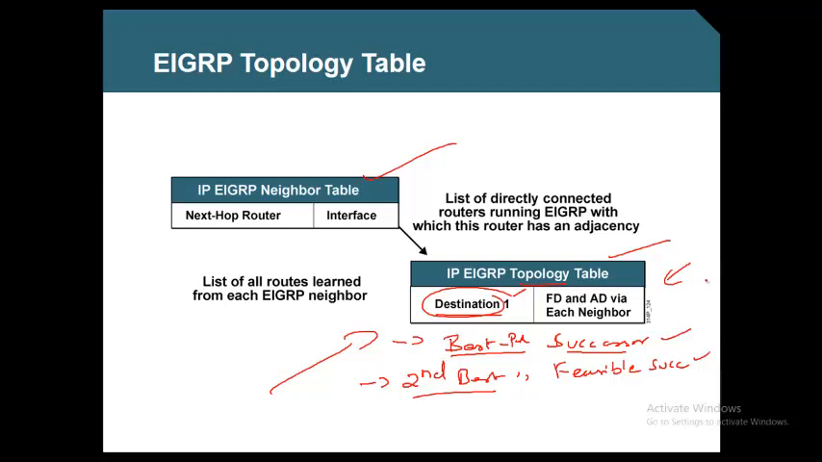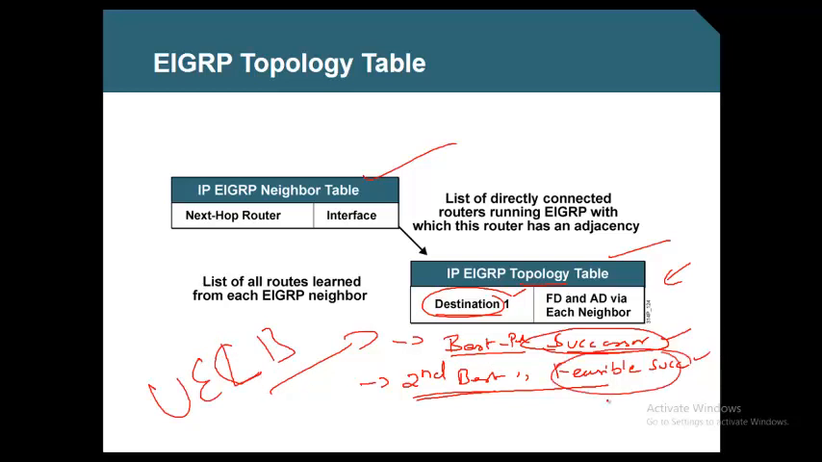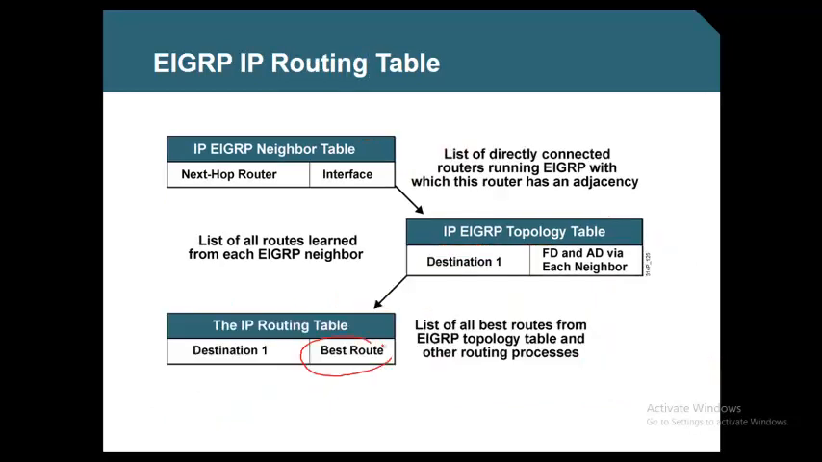In the routing table, you will have only the best path. The backup path will not be seen in the routing table. Only when you enable unequal cost load balancing will you also see this one in the routing table. Otherwise, you will see only the successor route. Only the best path is seen in the routing table.